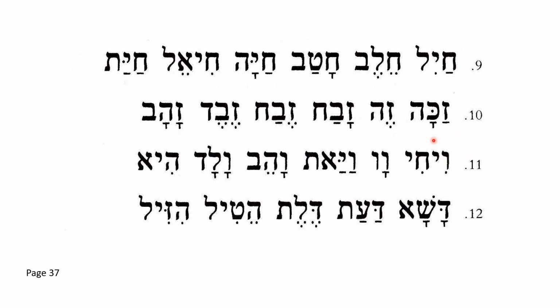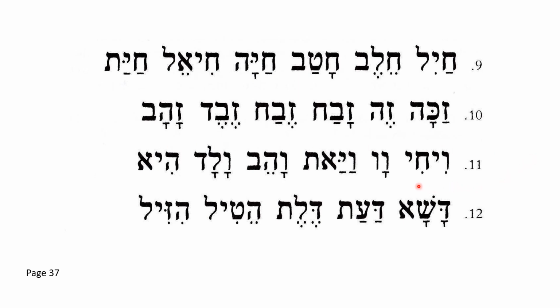Za, ka, zaka. Ze, ze. Za, vach, zavach. Ze, vach, zevach. Ze, ved, tseved. Za, hav, zahav. Okay, line 11.